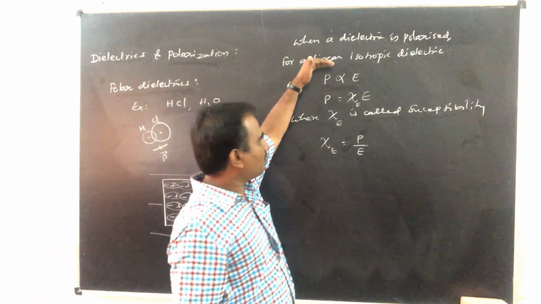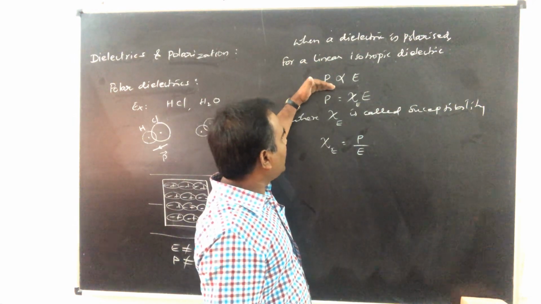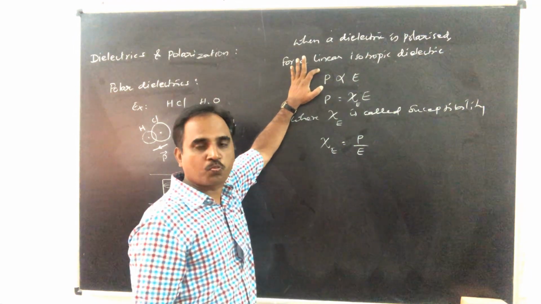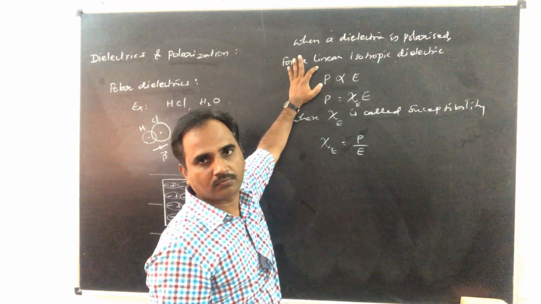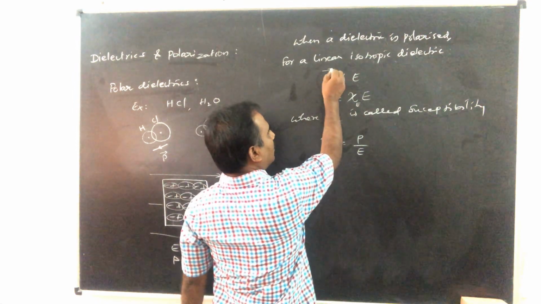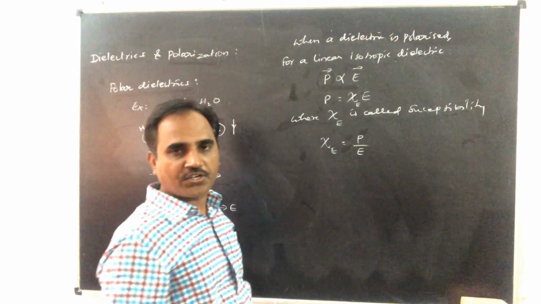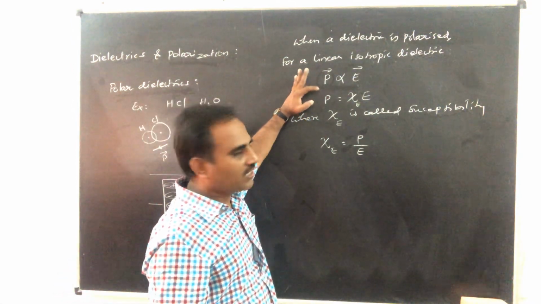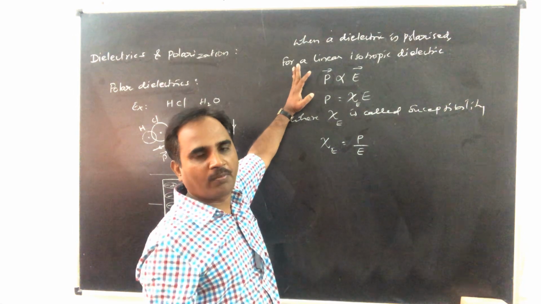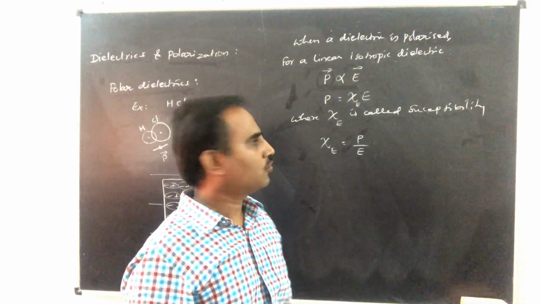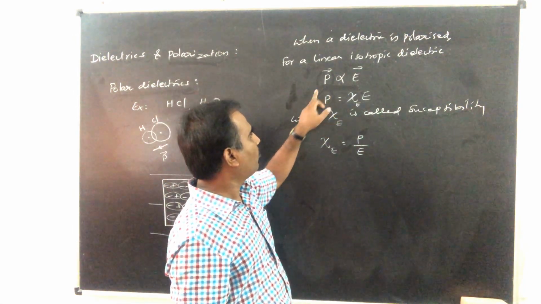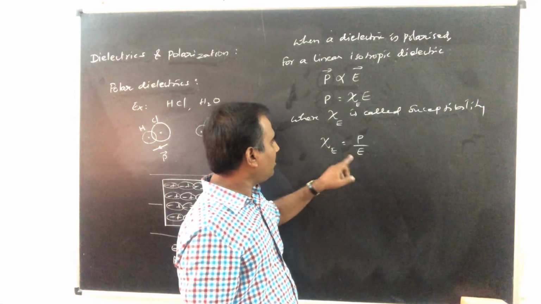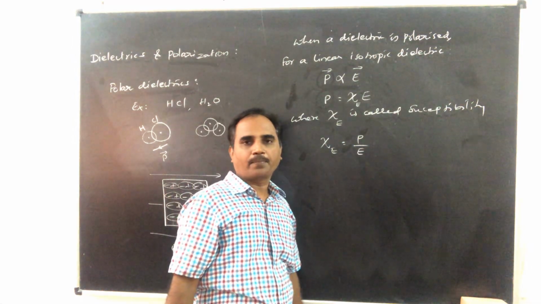So, for a linear isotropic dielectric, polarization, see, this P is called polarization, or sometimes it is also called polarization density vector, or simply polarization. So polarization density vector means dipole moment per unit volume. So this P stands for net dipole moment per unit volume. So this P by E will give you electric susceptibility.